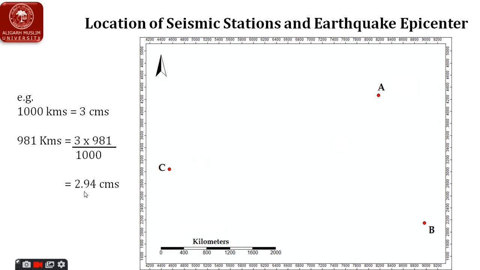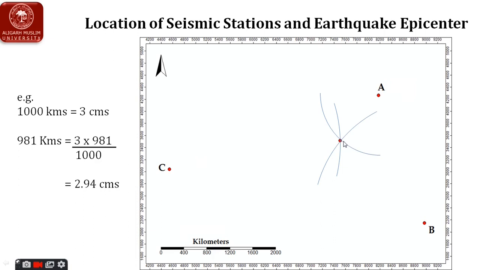Now using this distance on the paper, we will use a compass, and we will spread the compass with this distance, and we will put the needle of the compass at point A, and we will draw an arc using this distance. Similarly, for the distances that we have calculated for B and C stations, we will convert these distances from kilometers to centimeters and trace our curves for each station, and these arcs will intersect at one single point, and that will be the epicenter of the earthquake.